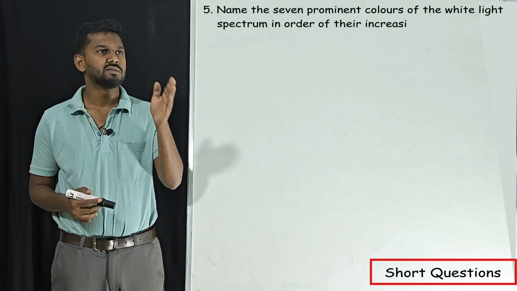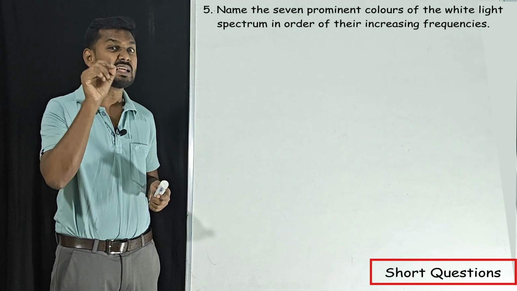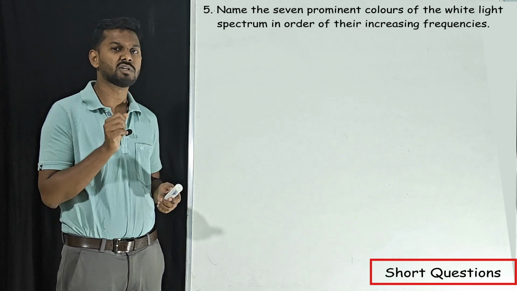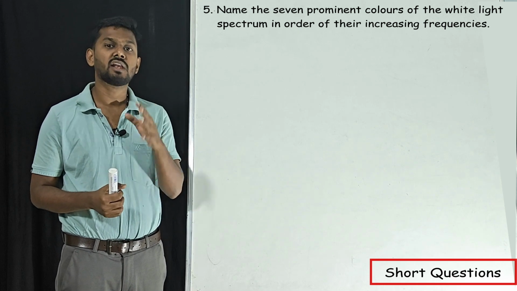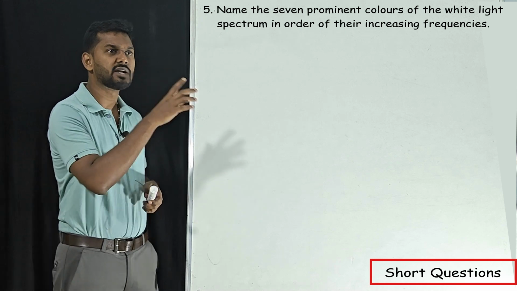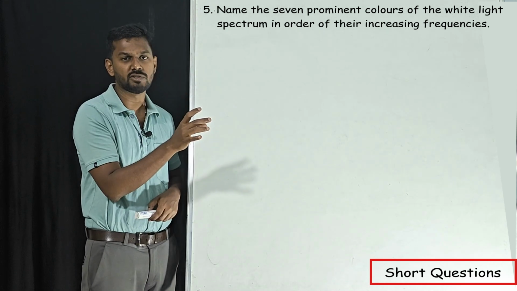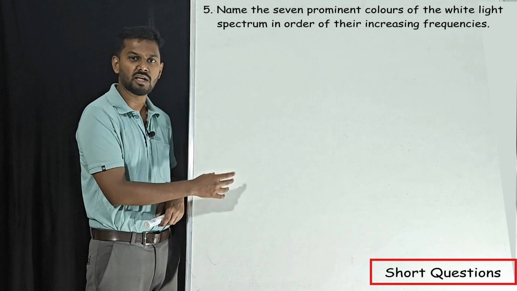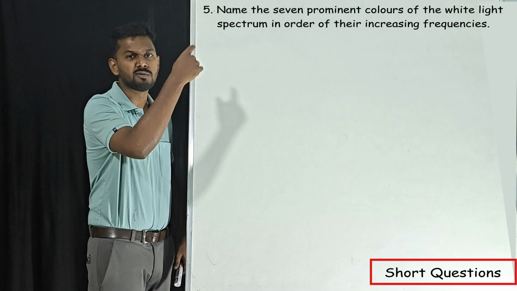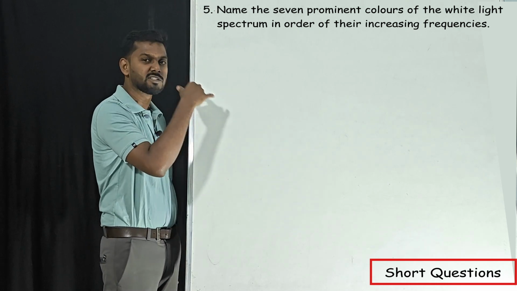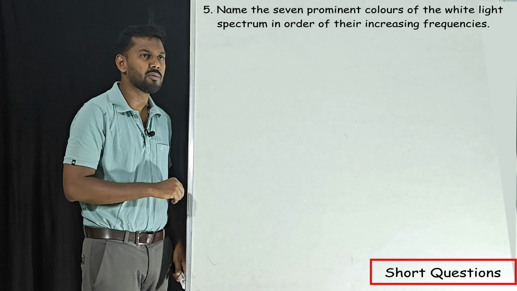Our next question: name the 7 prominent colors of white light in a spectrum in order of their increasing frequency. See, the previous question was about increasing wavelength, correct? We know wavelength and frequencies are inversely proportional. Increasing frequency means the first color you write should have minimum frequency, and the last color should have maximum frequency. Red color has maximum wavelength, so it will have minimum frequency because these two are inversely proportional.